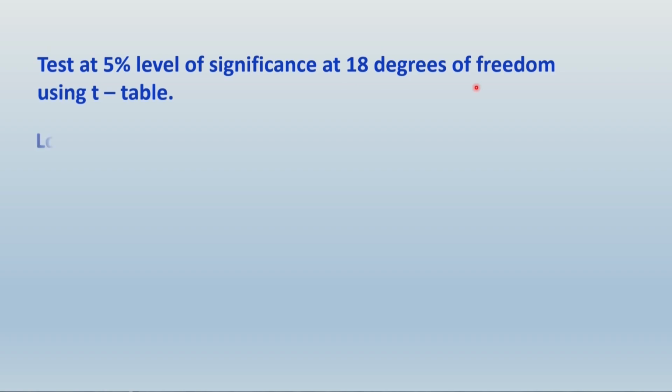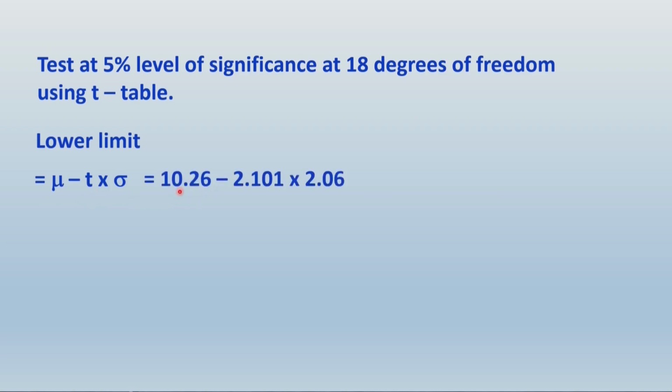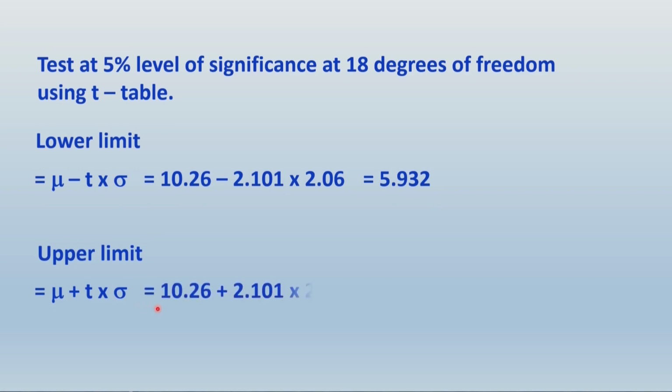And now using the T table, the lower limit can be computed as mu minus T value into sigma. So mu is 10.26, T value is given as 2.101 and sigma we have computed as 2.06. When you make this calculation, you get 5.932 as the lower limit, and for computing the upper limit, this T into sigma will simply be added. So the upper limit will be mu plus T into sigma, that is 2.101 into 2.06 added to the average, that is added to mu, and what you get is 14.588. Now check one thing, the number of runs were 8, which is falling between these two, correct?